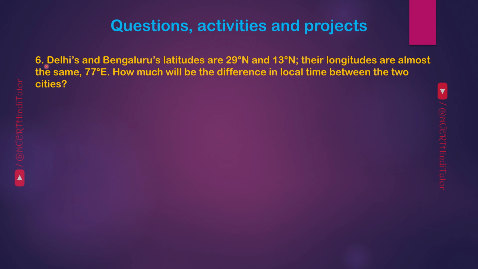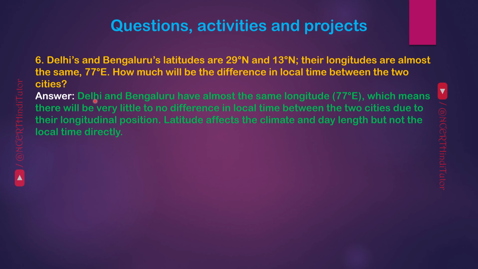Question 6. Delhi's and Bengaluru's latitudes are 29° north and 13° north. Their longitudes are almost the same, 77° east. How much will be the difference in local time between the two cities? Answer. Delhi and Bengaluru have almost the same longitude, 77° east, which means there will be very little to no difference in local time between the two cities due to their longitudinal position.